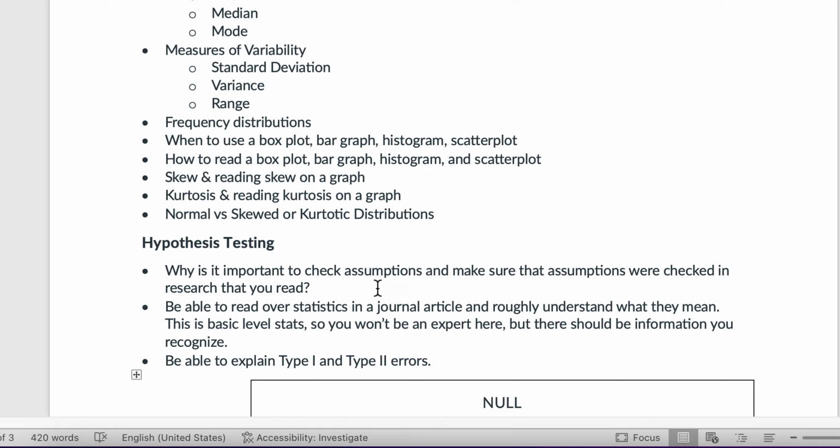Skew and reading skew on a graph. You do need to understand what skew means. It is kind of difficult to remember which skew is positive and which is negative. You just have to remember the skew is where the tail is, so where it trails off.